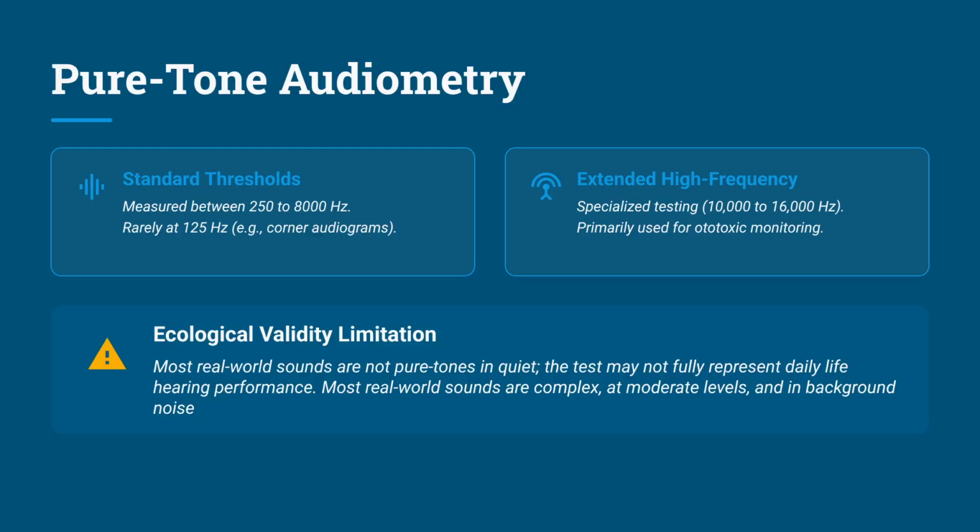We might also measure extended high frequencies from 10,000 hertz up to 16,000 or 20,000 hertz. Historically, it's been used for ototoxic monitoring, but it's also been used for tinnitus assessments or for cases of hearing loss when there is reported deficits, but you have normal pure tone audiometry in the conventional audiometric range.